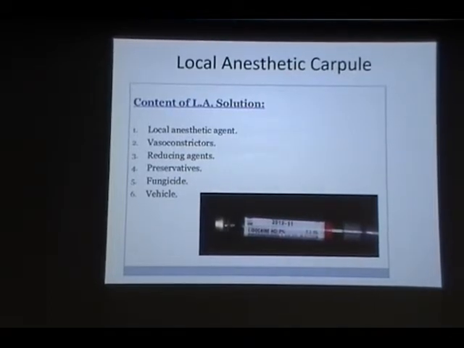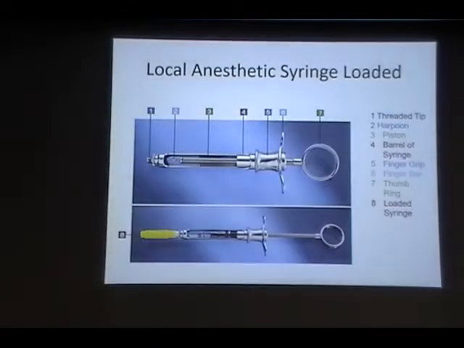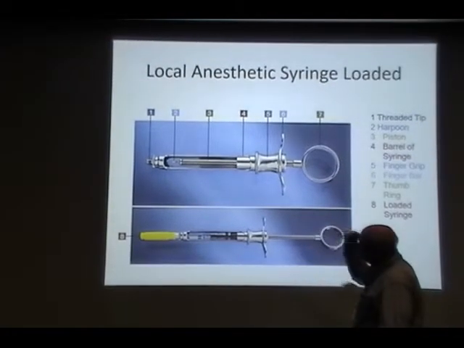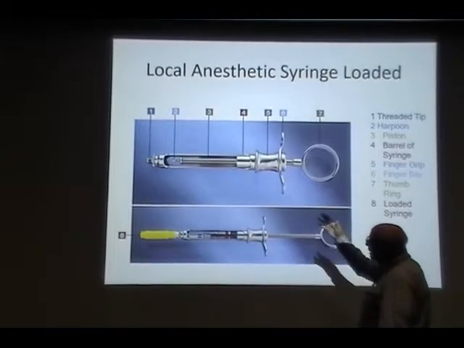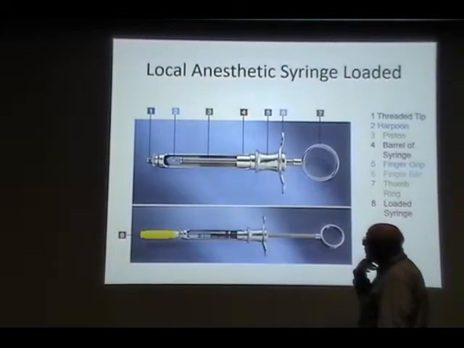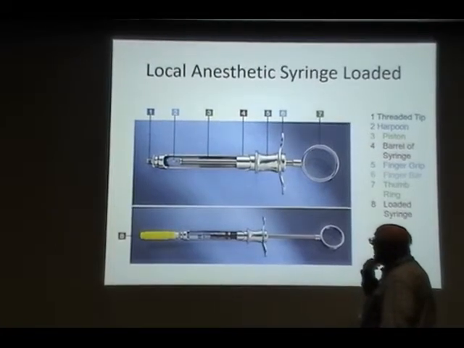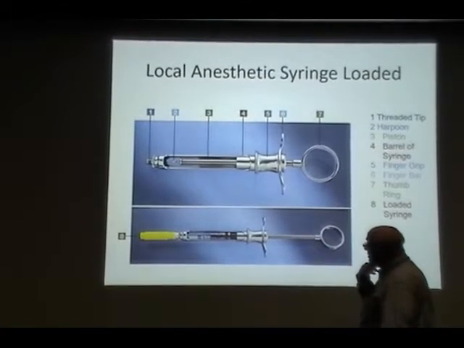So if we take this, the only other thing we need here is a needle. We see the needle engaged on the syringe here. Here we have the different parts of the syringe. Here we have the screw tip to hold the needle. Here we have the plunger and the harpoon that are associated with the anesthetic carpule. And then we have the entities to hold the syringe and deliver the anesthetic.